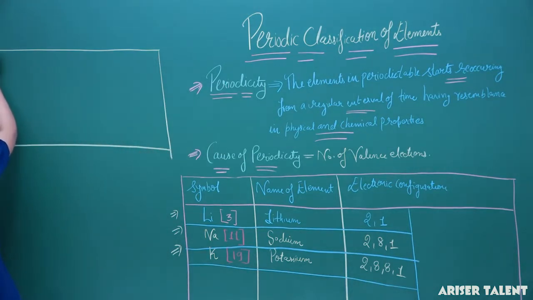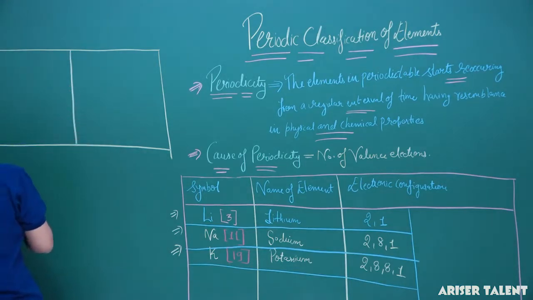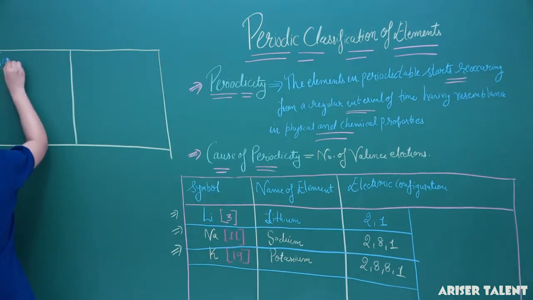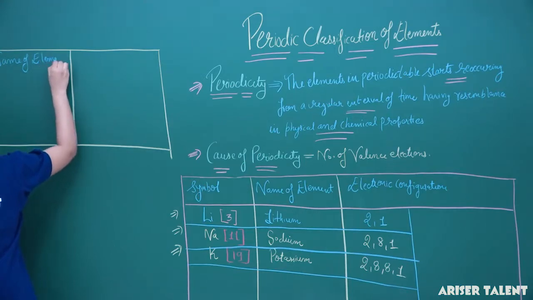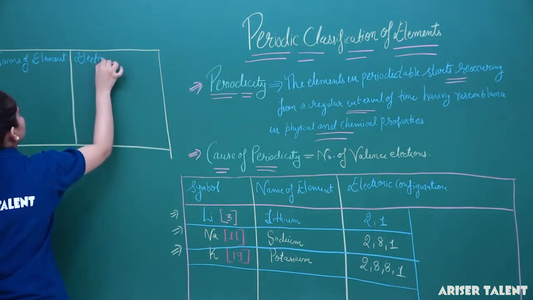Again, divide the table into 3 parts. Here I am going to write the symbol. After the symbol, we have the name of the element. After the name of the element, we are going to write the electronic configuration.